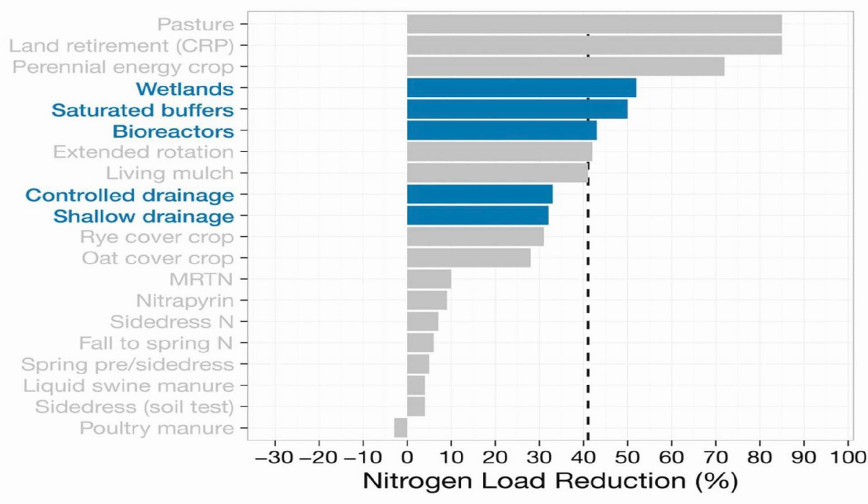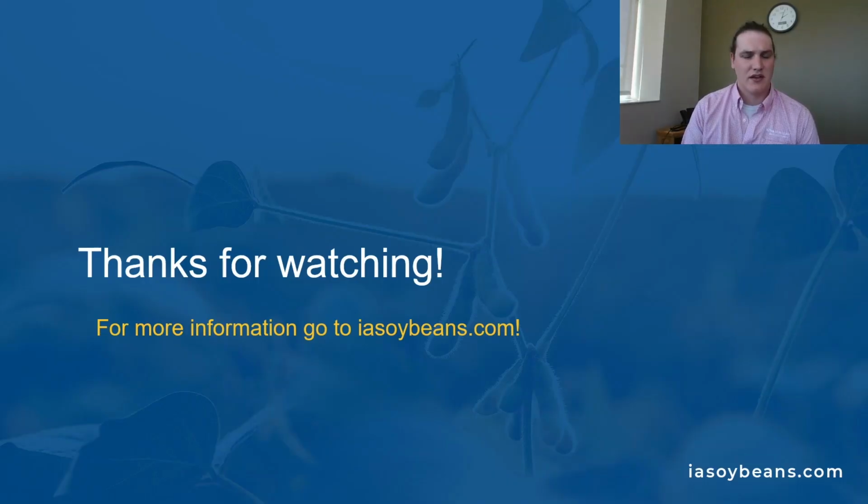Some of these areas that we would plant pollinators or prairie strips, it would fall more into the CRP, perennial energy crop area. So then you're getting a ton of nitrogen load reduction, and then you also have your controlled drainage and shallow drainage. Those are, again, not capturing all of the nitrogen that is flowing through, but they're capturing a lot, and we're going to need all of these practices to be effective at getting to our nutrient reduction strategy goal.